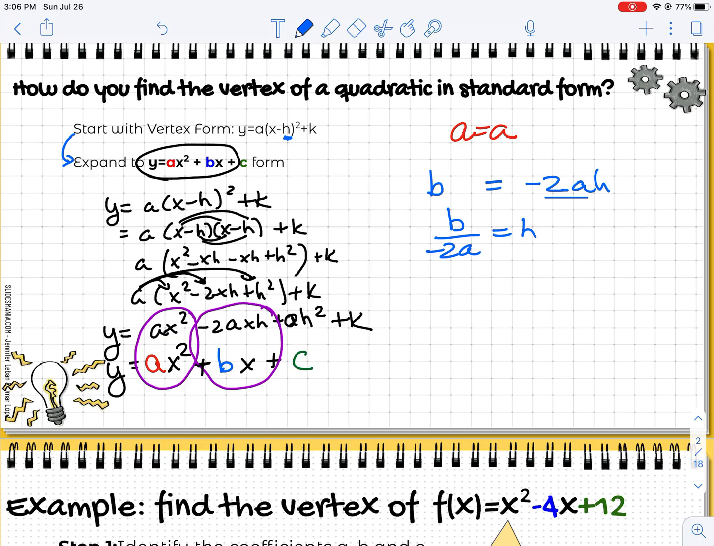The last part here, the c value, does equal this, which looks a little bit crazy, but we can figure out the vertex's y coordinate by using the coordinate we find for the x by substitution. So once we get this part figured out, then we can go through and find the y. So this is just where this formula comes from. It's not as crazy as it sounds, but let's go through and try one.